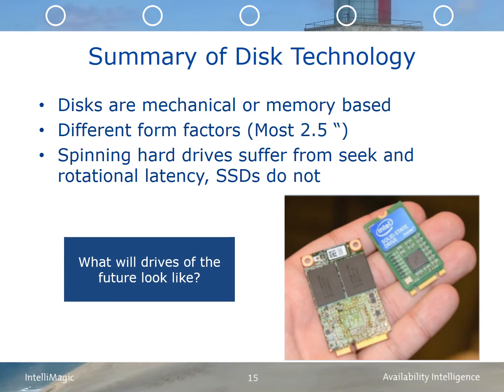To summarize disk technology, disks are either mechanical or memory-based. They have different form factors, but the current standard is a 2.5-inch drive length. Spinning hard drives suffer from mechanical requirements of seeking and the rotational latency that SSDs do not. In the future, flash-based memory drives will become the predominant form of near-term persistent storage, and it is highly likely that the form will condense significantly.